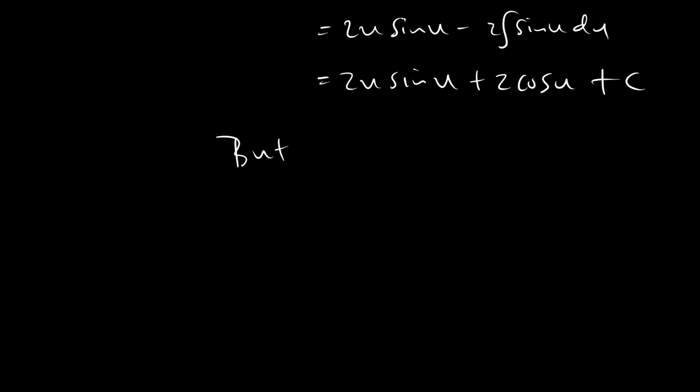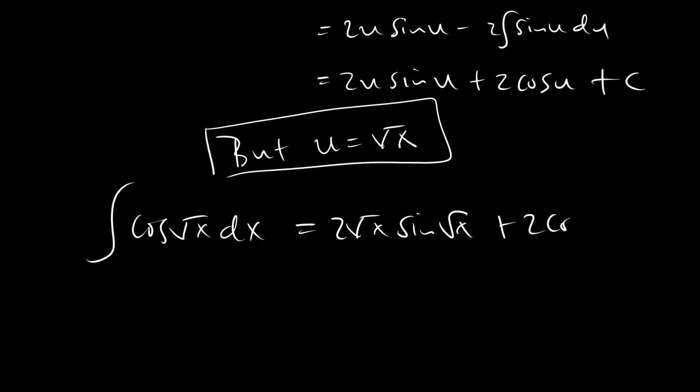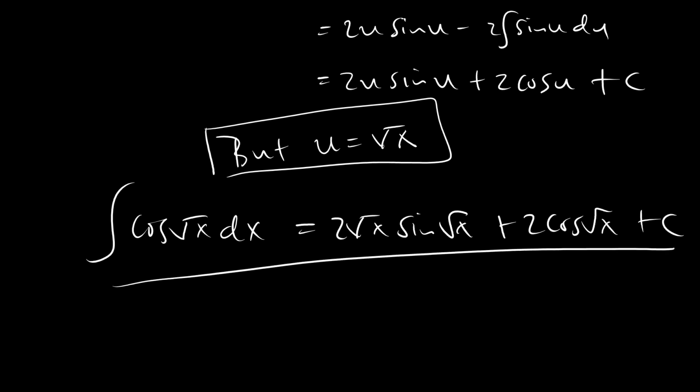But we said that u is equal to square root of x, right? Which means that our original integral is equal to 2 square root of x sine square root of x plus 2 cosine square root of x plus c. That is our answer.